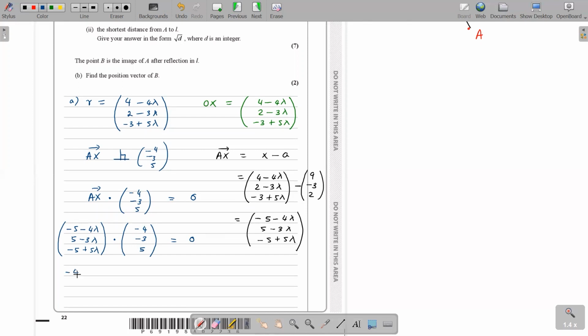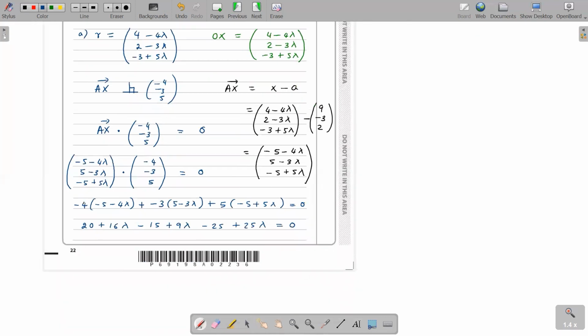So let's multiply. -4 you're supposed to multiply with -5 minus 4λ, plus the -3 you are multiplying with 5 minus 3λ, plus the 5 you are multiplying with -5 plus 5λ, and the answer is equal to 0. Open the bracket: 20 plus 16λ, minus 15 plus 9λ, 5 into -5 is -25, plus 25λ equals 0.